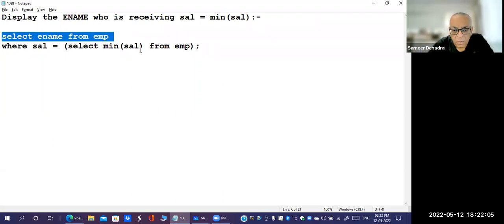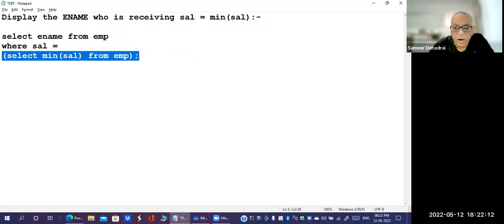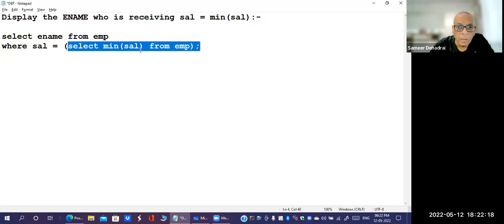Execution is top to bottom, and left to right. But I want you to observe that I have given the subquery in brackets. Pay attention. Everyone is aware that anything you specify in brackets will have a higher priority and will be executed first.